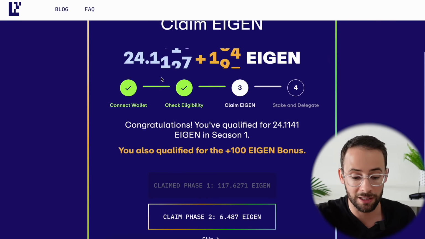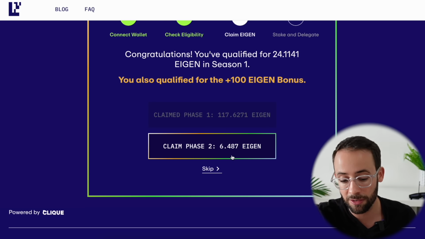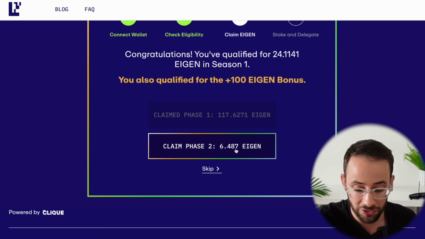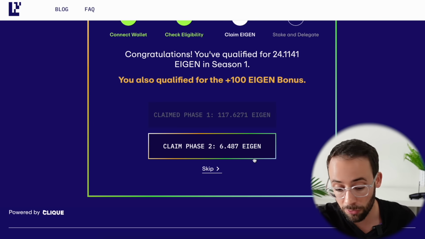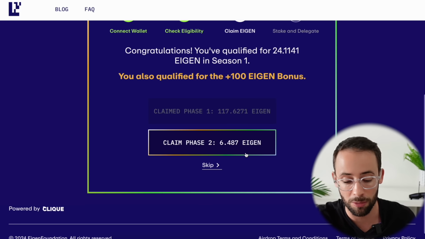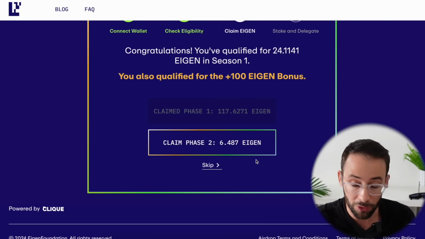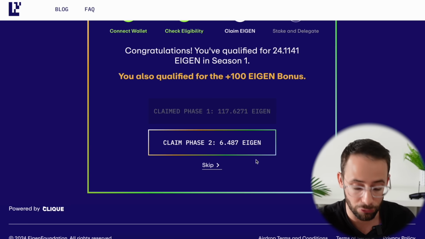If you go to the EigenLayer claim page, you'll see that there's a claim phase two button down here. And if you qualify, it will show you how many additional tokens you're getting. So with this wallet, I'm getting 6.5-ish additional tokens. This is valued in the pre-market somewhere around $10, however, so still not a terrible amount. But yeah, this only includes points farmed on complex DeFi protocols like Pendle prior to March 15th. So that was actually a long time ago.